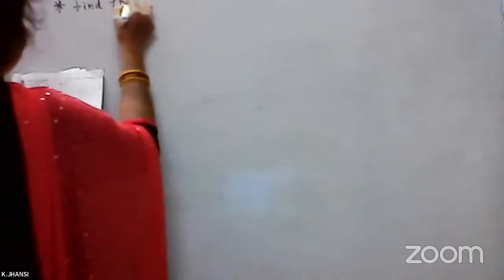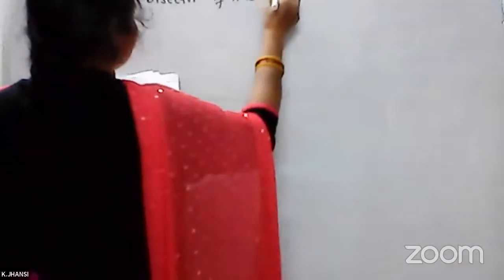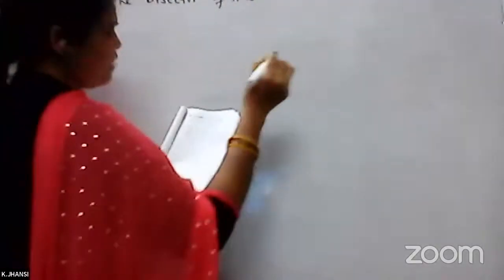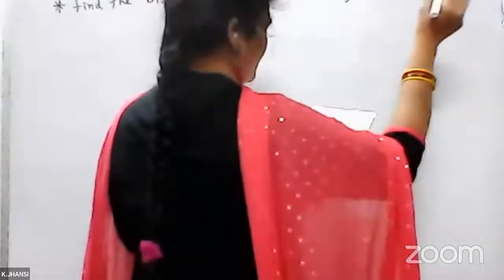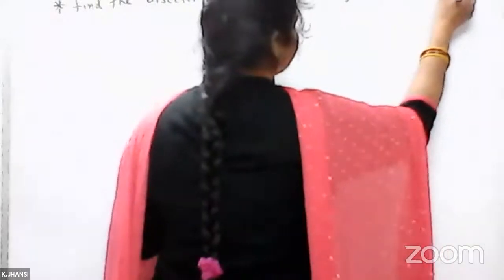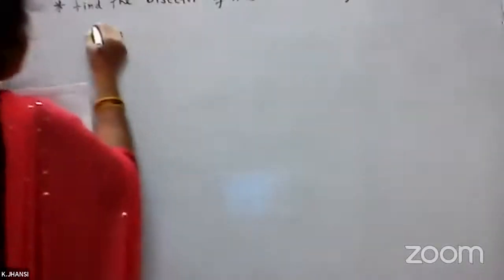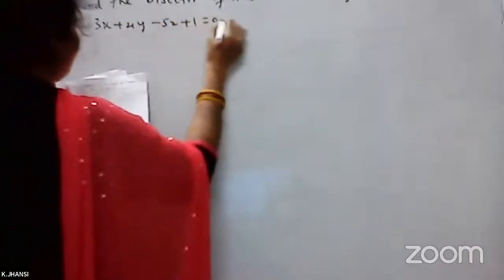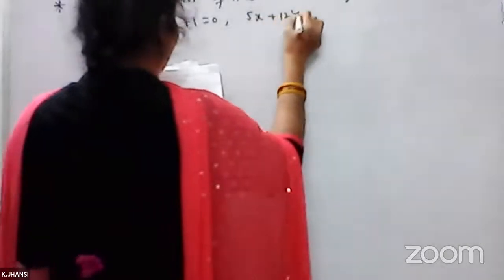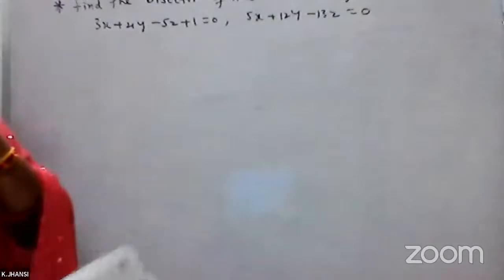Okay. So the first question is: find the bisector of the obtuse angle between the planes 3x plus 4y minus 5z plus 1 equals 0, and 5x plus 12y minus 13z equals 0. Okay, these are the two given planes.